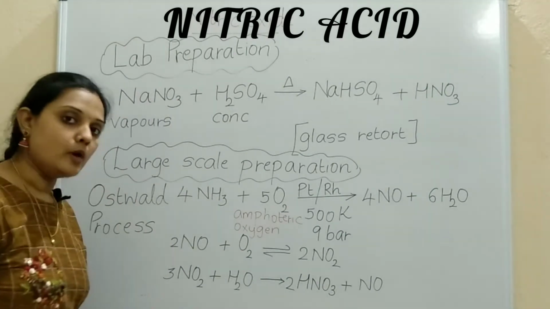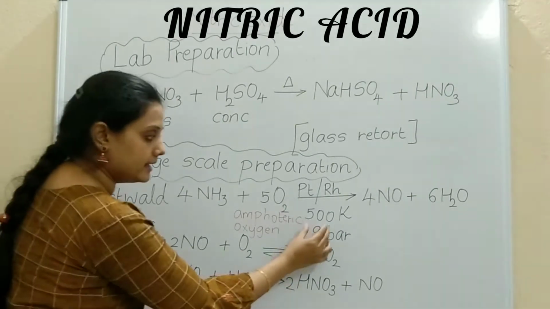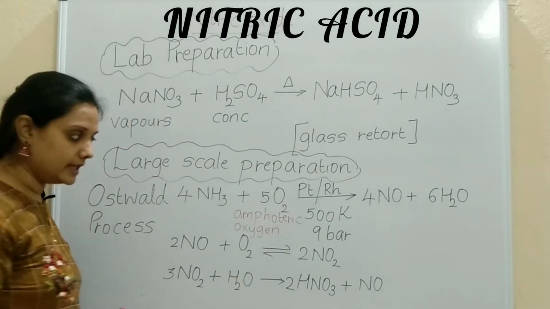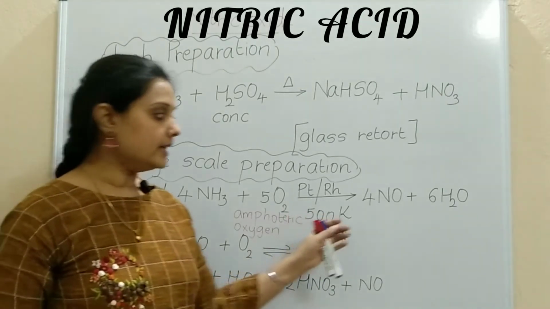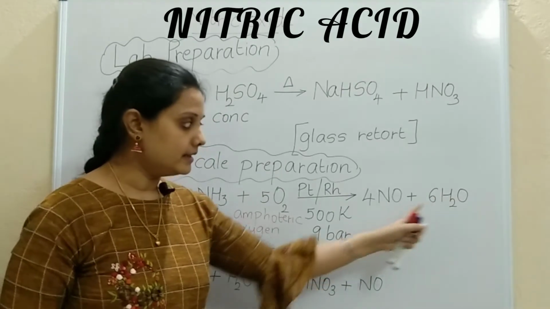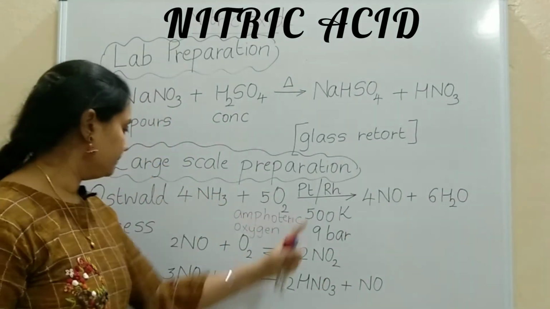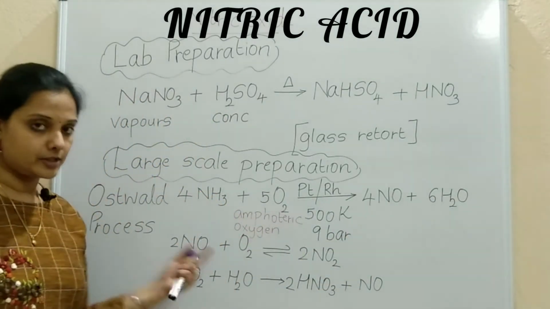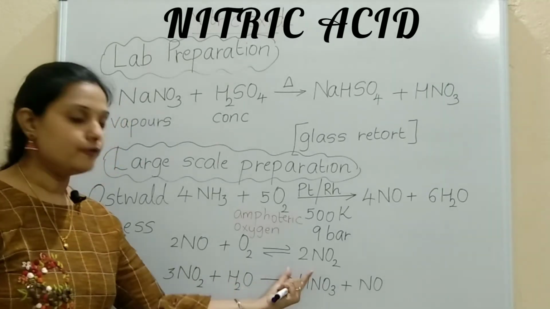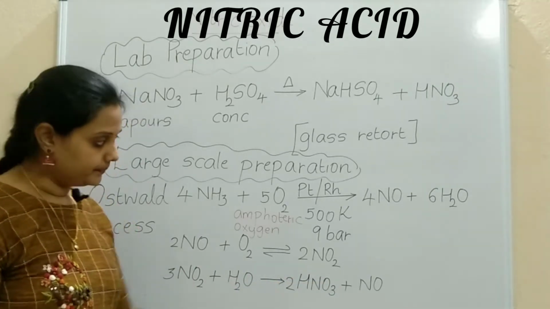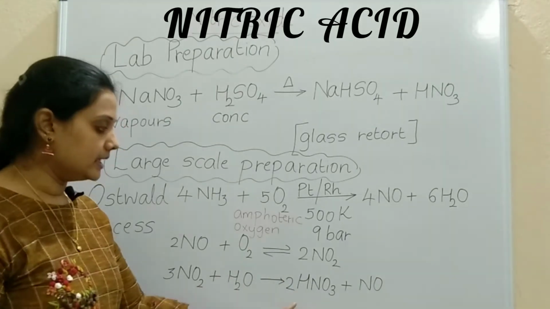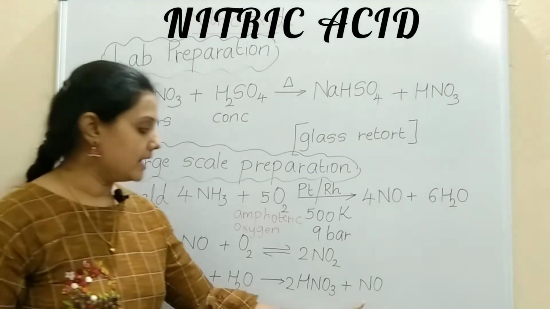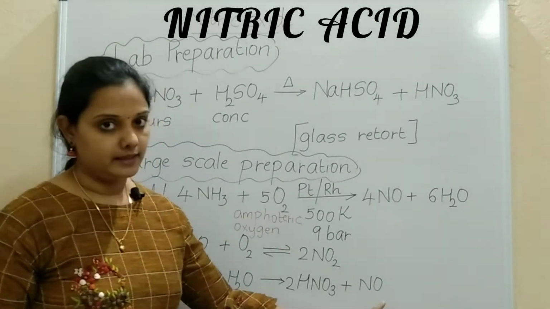Catalyst is platinum or rhodium. 500 Kelvin temperature is maintained and 9 bar pressure. At that time we obtain nitric oxide and water. Nitric oxide is further treated with oxygen to form nitrogen dioxide. Nitrogen dioxide on hydrolysis gives nitric acid and nitric oxide.